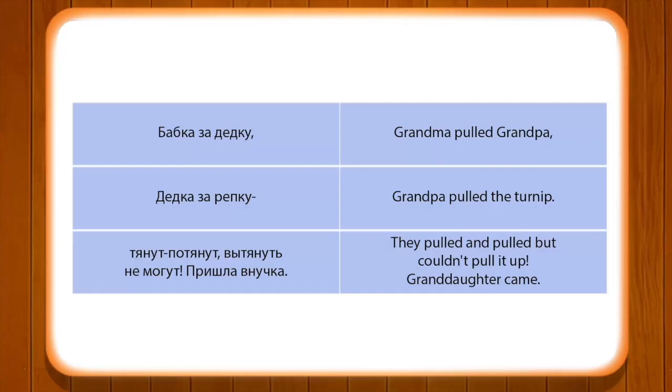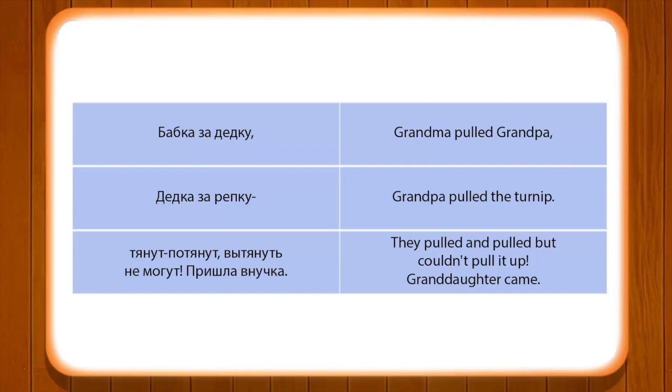So Babka za Jetku. Za Jetku takes the question za kavo, accusative case. Jetka za Repku, and Jetka is grandfather. Za Repku, so he is after the turnip. And chyanut, as you know, means pulling it up or pulling it out. Chyanut pachyanut vychinut nimogut, that we have discussed. Vychinut nimogut means they could not pull it up. So this construction repeats further in the story, as it happens in any folk tale.